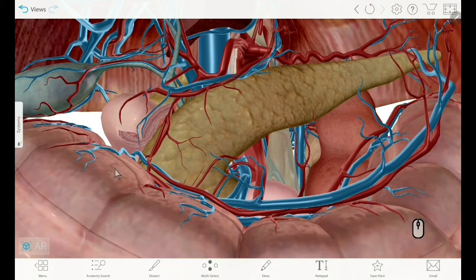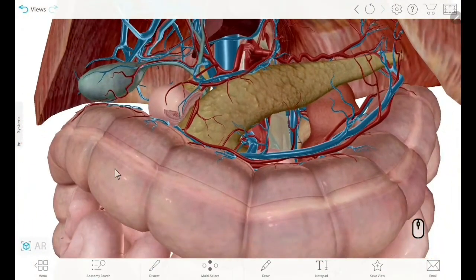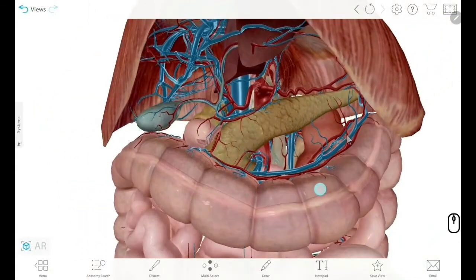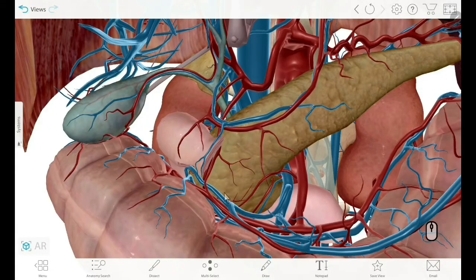So this is the transverse colon which I have added, and we can see that the transverse colon is forming the anterior surface of the head of the pancreas. The posterior relations of the head of the pancreas.